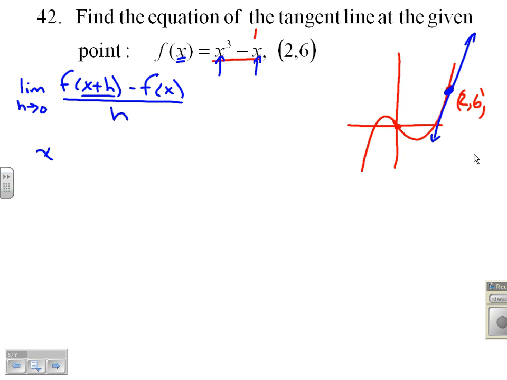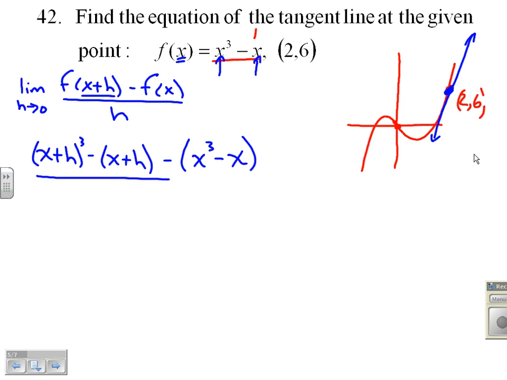So I get x plus h cubed minus all of x plus h. That is f of x plus h minus f of x. f of x is explicitly given as x cubed minus x. However, I'm bringing that in as a binomial. I better subtract the whole binomial.